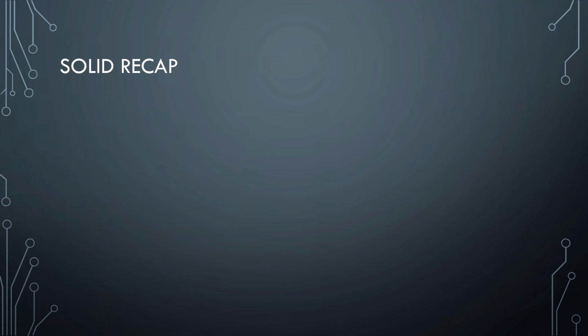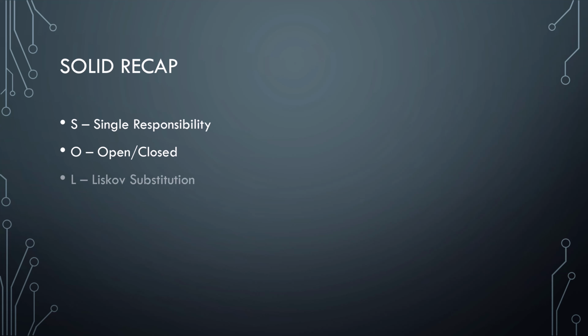Let's do a quick recap. Single Responsibility, one job per class. Open-Closed, add new code, don't touch old code. Liskov Substitution, child classes should act like parents. Interface Segregation, don't give extra stuff to classes. Dependency Inversion, use interfaces, not fixed classes.